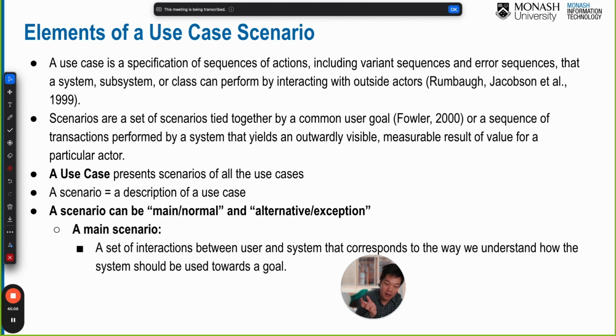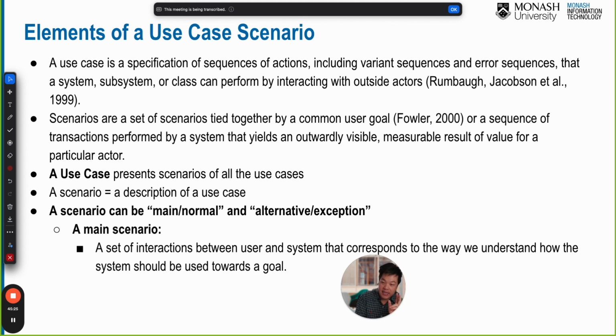How the end user or the actor will perform or act with the system, interact with the system. When we create the use case scenarios, there are two types of scenarios: the main scenarios and the alternative or exception.